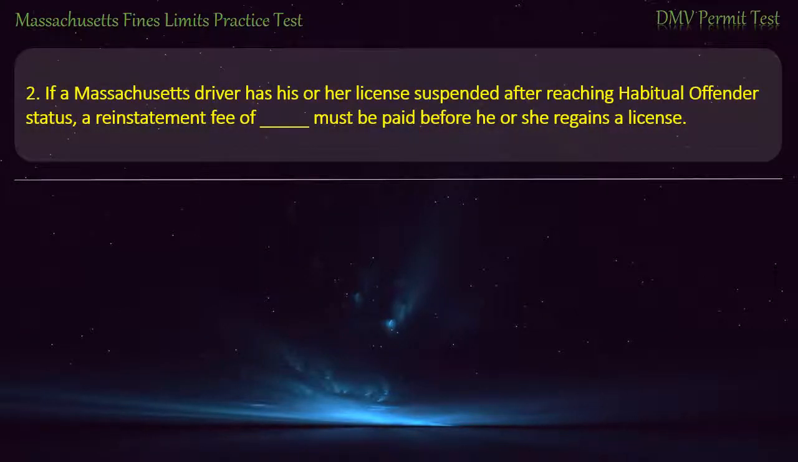Question 2. If a Massachusetts driver has his or her license suspended after reaching habitual offender status, a reinstatement fee must be paid before he or she regains a license. $750, $250, $500, $100. Answer: $500.